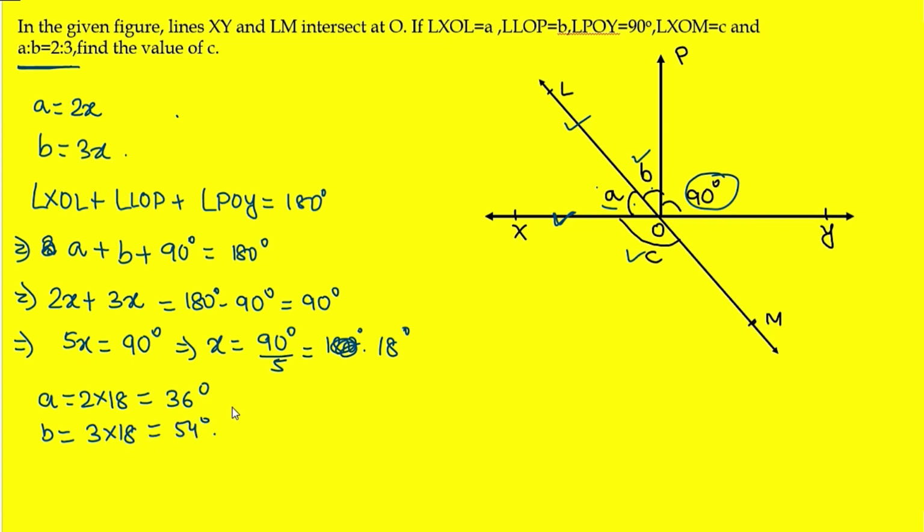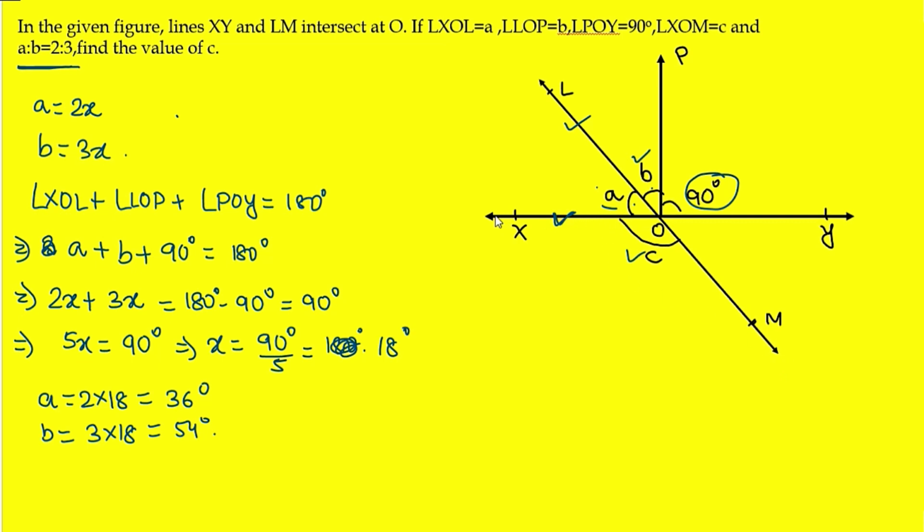Thus we have found out the measurement of A and B. But what are we supposed to do? We are to find out the measurement of C, that is this angle. Now, if you see here, LM is a straight line, right? LM is a straight line.